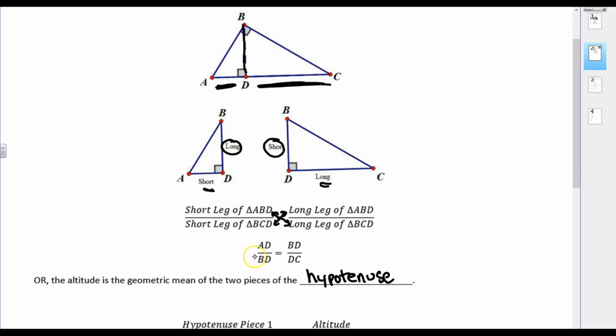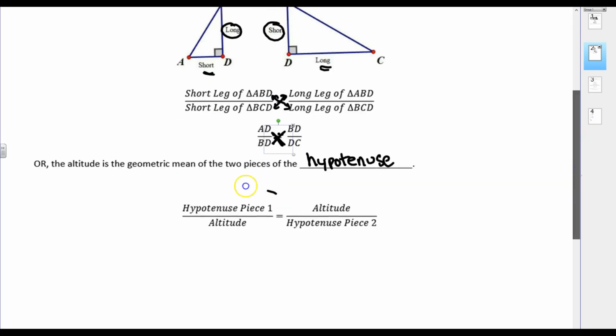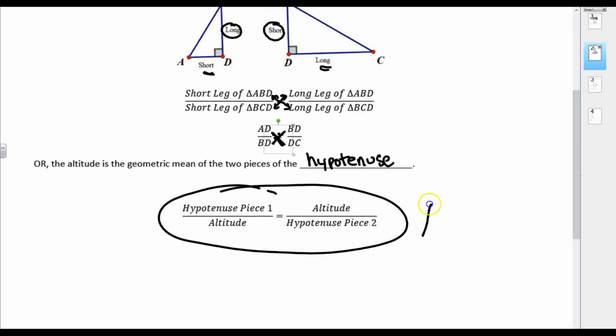So if you break that down into segments, your altitude is on one diagonal. This is the altitude. And the 2 pieces of your hypotenuse, AD and DC, are on the other diagonal, which we have written out for you right here. So guys, put a big star by this. This is a big idea, and we'll be using it a lot.